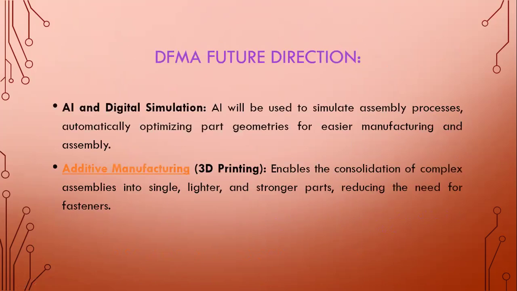So what are the various future directions according to the design for manufacturing and assembly concept? Using AI and digital simulation, AI tools will support simulating the assembly process by automatically optimizing the part geometry for easier manufacturing as well as assembly job operation. Next, using 3D printing, we can consolidate complex geometry into single lighter and stronger parts, thereby reducing the need for threaded fasteners.